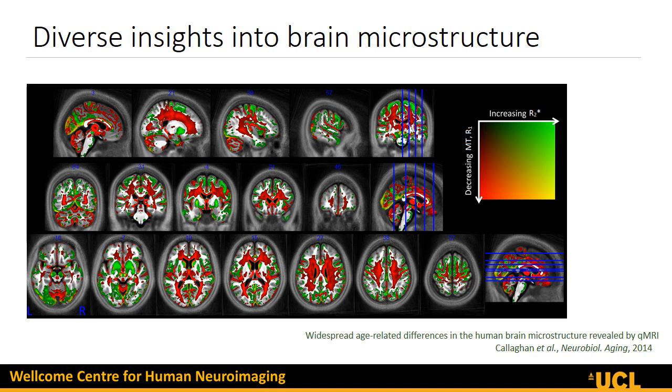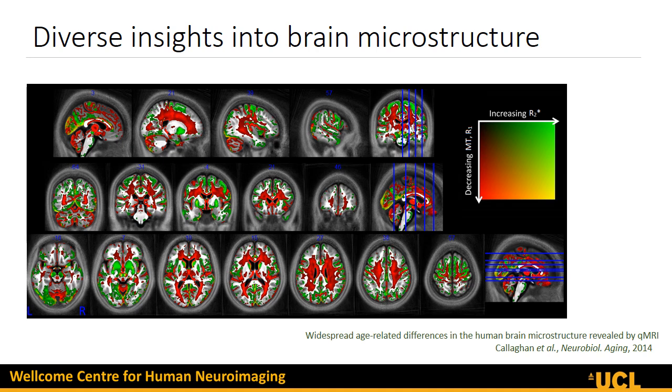We have used this approach to study age-related differences. And here are the results of a study in which we found a widespread pattern of reduced magnetization transfer and longitudinal relaxation rate values, as well as increased values for R2 star. And these were occurring as part of healthy aging, i.e. with no concomitant cognitive deficits.